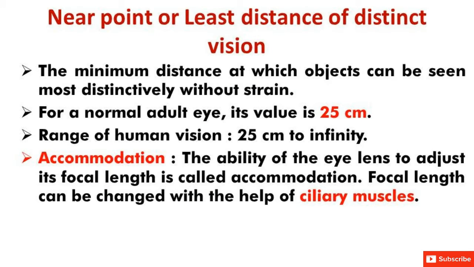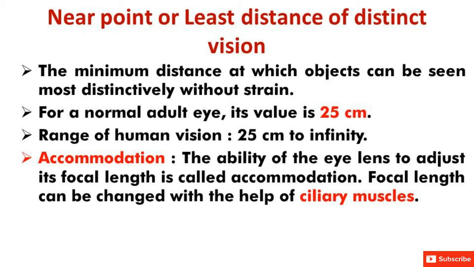Next, what is near point or the least distance of distinct vision? It is a minimum distance at which objects can be seen most distinctively without strain, जिससे हम ऑब्जेक्ट को आइडेंटिफाई कर पाएँ और देख पाएँ. इसकी वैल्यू 25 सेंटीमीटर होती है. The range of human vision is 25 centimeter to infinity, where the near point is 25 centimeter and the far point is infinity. So we can see in between 25 centimeter to infinity.